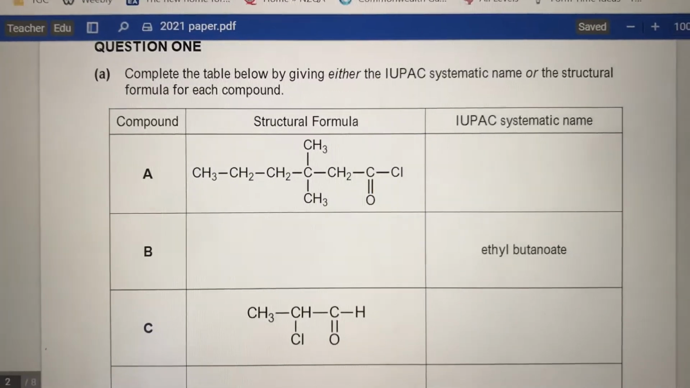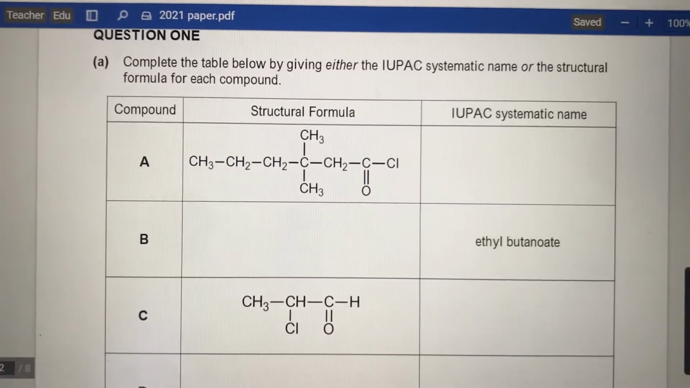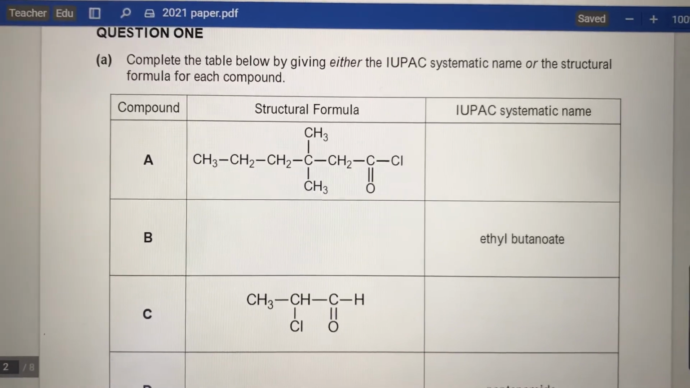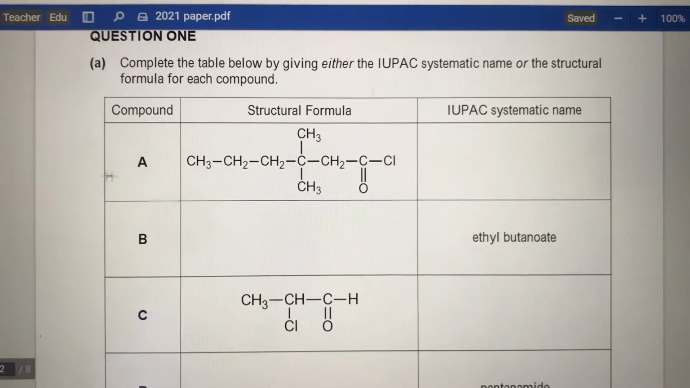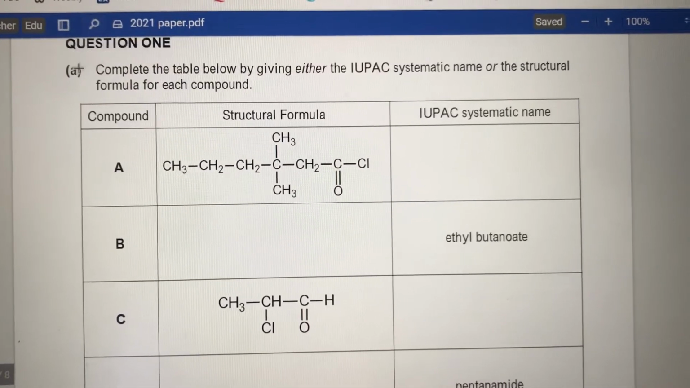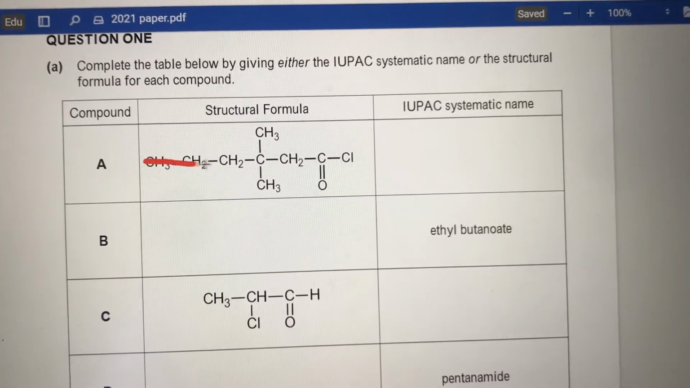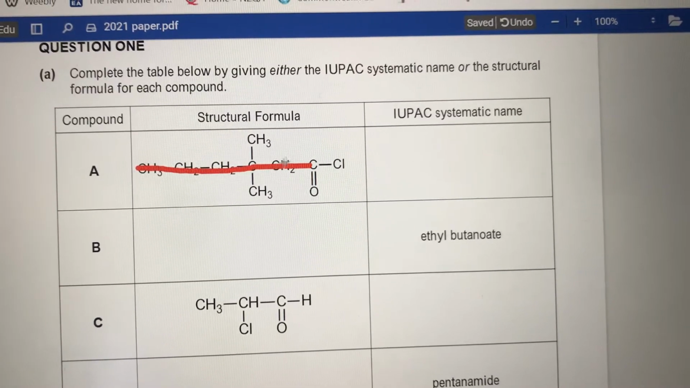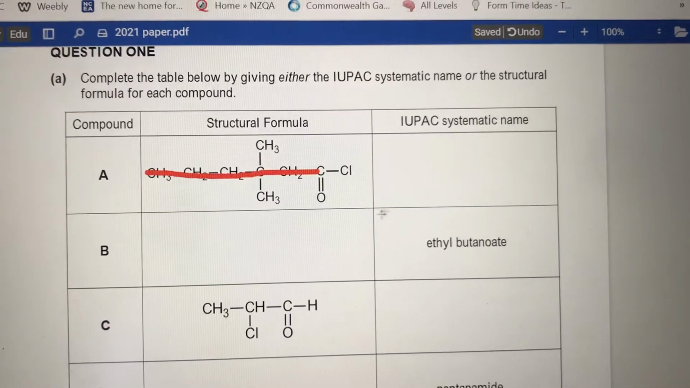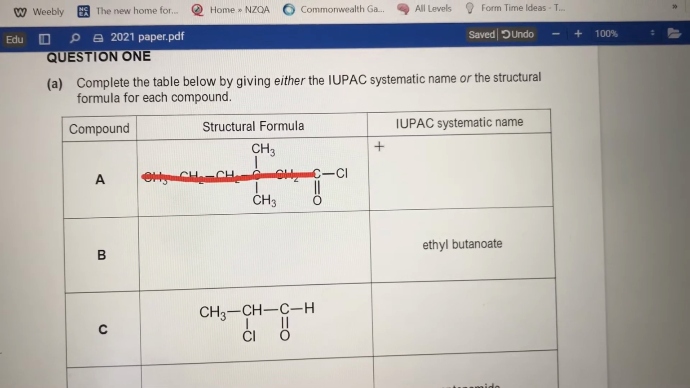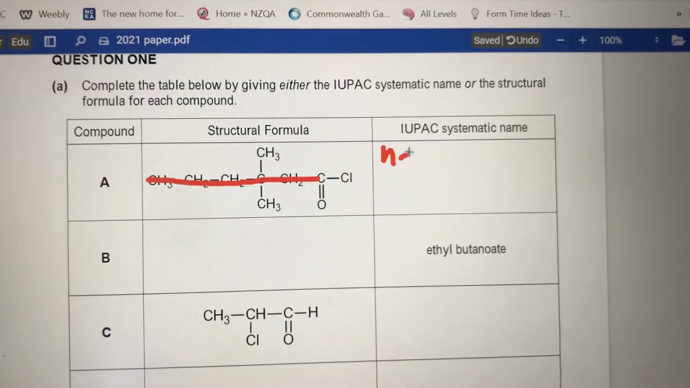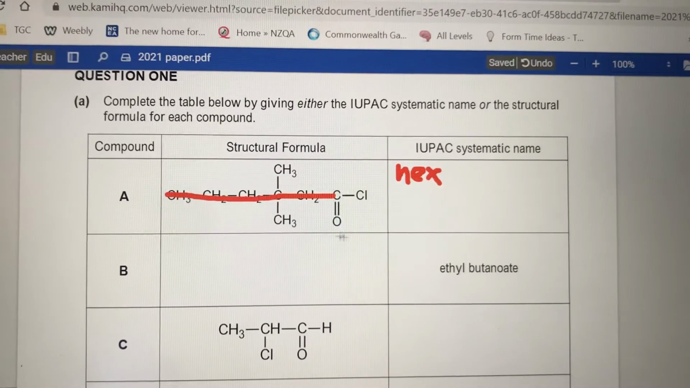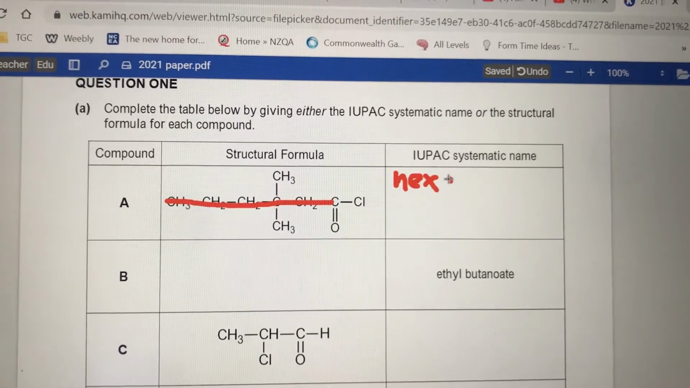Hi there, I'm about to go through how to get the answers in the 2021 organic topic test for our Tauranga Girls College Level 3 Chemistry. Here, the first one, question 1A, we are first looking for the longest carbon chain. So we've got 1, 2, 3, 4, 5, 6. Try to include the functional group in that carbon chain, so it's going to be a hex. Then we want to look at the main functional group, which is anoyl chloride.